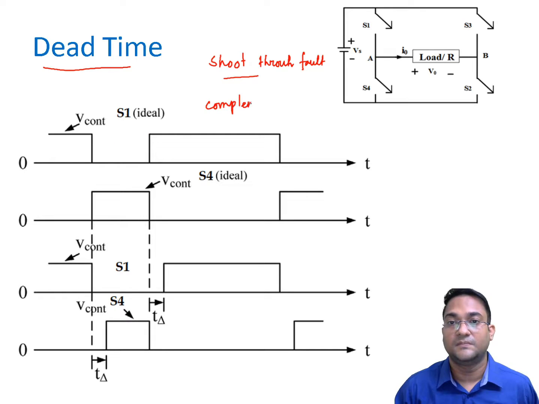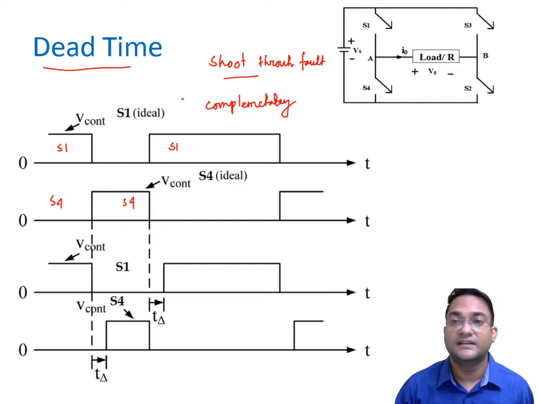And what do you mean by complementary? When one switch is on, for example, let's say this is for S1, when S1 is on, S4 is off. When S1 is off, S4 is on. And again when S1 is on, S4 is off. So this kind of switching is known as complementary switching. Now this will work well in ideal scenarios. So what you are doing is turning off S1 and then turning on S4. So you are not turning them on together, and there is no chance of shoot through.